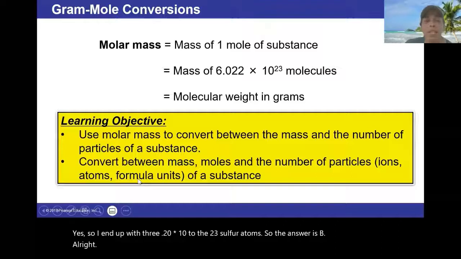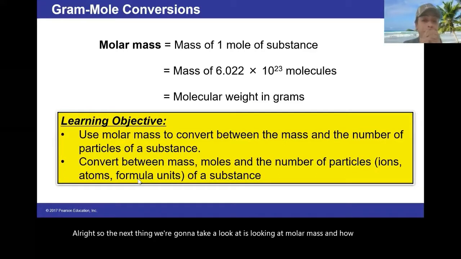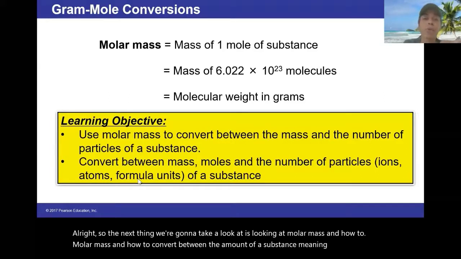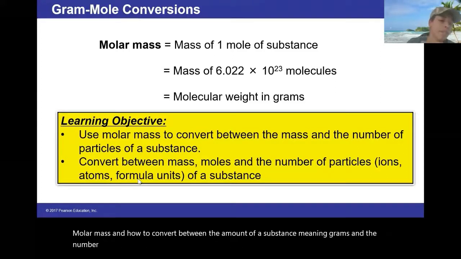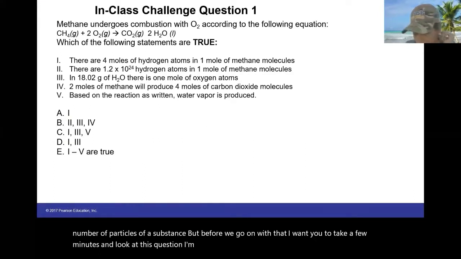The next thing we're going to take a look at is molar mass and how to convert between the amount of a substance, meaning grams, and the number of particles of a substance. But before we go on with that, I want you to take a few minutes and look at this question. I'm not going to give you the answer now.